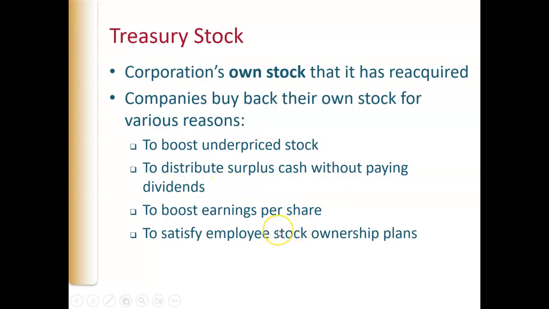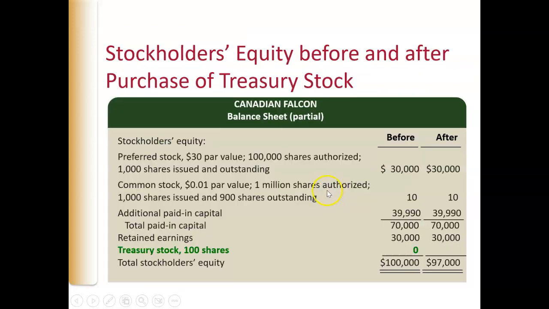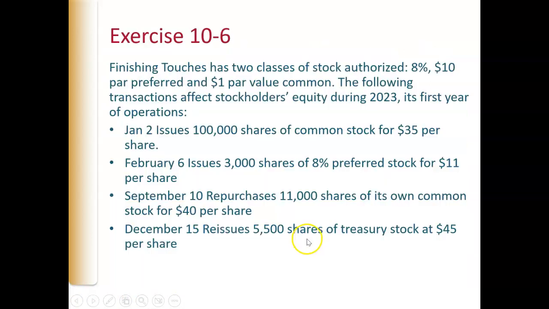Sometimes they need stock to satisfy employees that may have some employee stock options or ownership plans. So remember, when we purchase treasury stock, it's a contra account. It will be a negative effect on the shareholders' equity section.